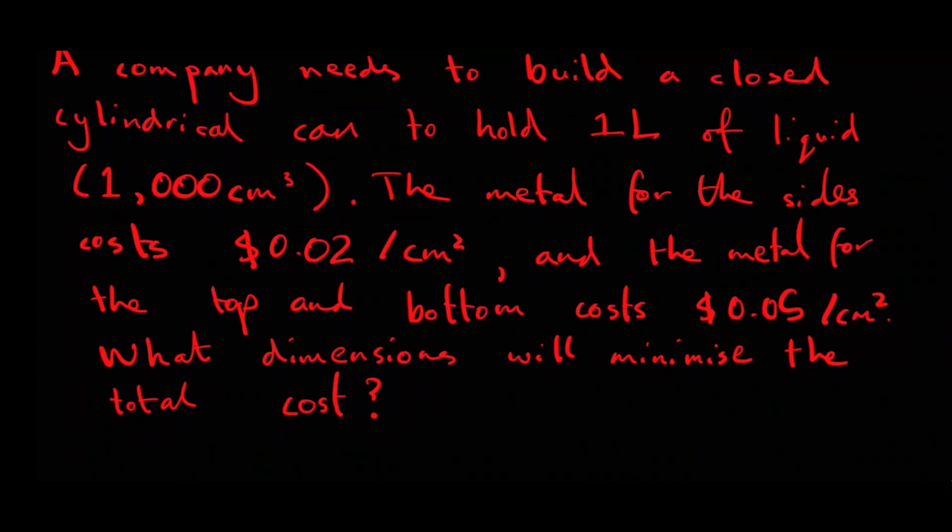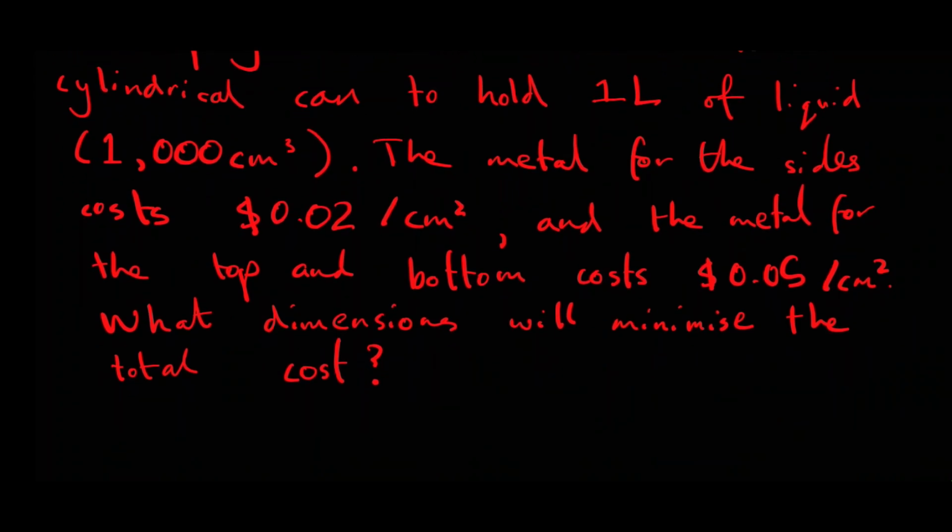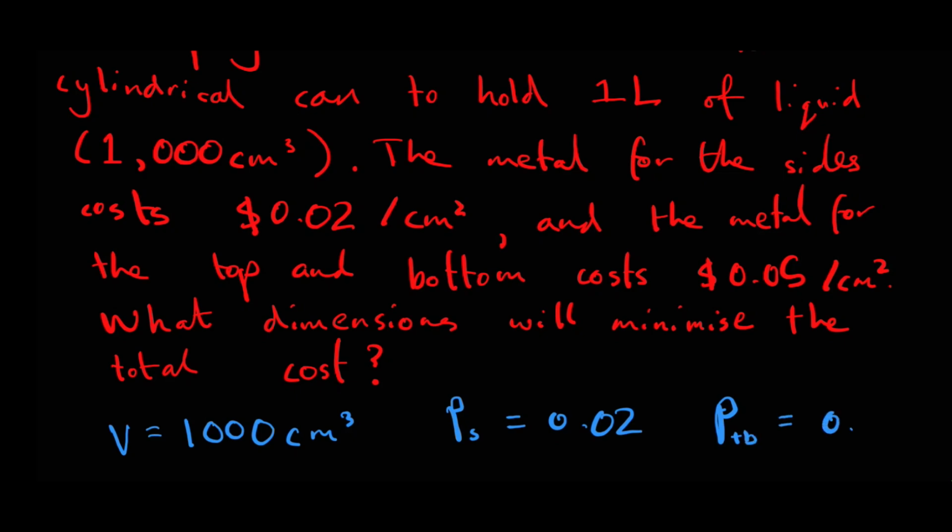Alright, first let's identify all the relevant quantities. So a volume of 1000 centimeters cubed is required. The price of the sides is $0.02 per centimeter squared. And the price of the top and the bottom is $0.05 per centimeter squared.